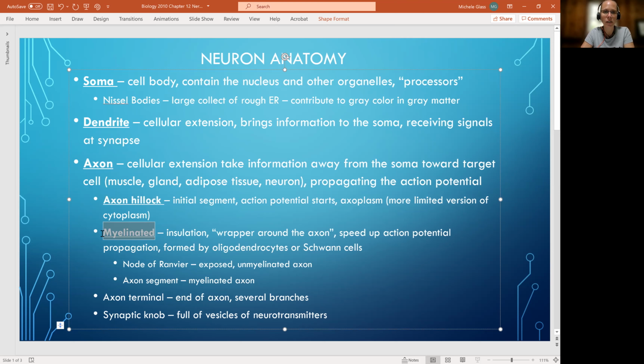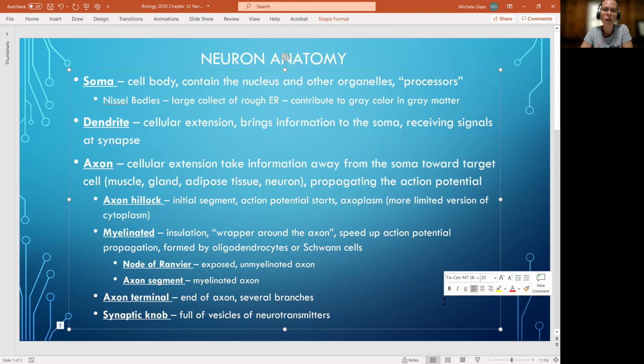We started introducing this idea of myelination, where you have this sort of insulation that speeds up the rate of the transmission or rate of propagation. When we look at the myelinated axon, we see that it has what are described as exposed axon, the node of Ranvier, and then the myelinated axon, which is the axon segment. And the very end of our axon, we're getting into these axon terminals, which are several little branches, and then each of those branches ends in the synaptic knob, which is full of our neurotransmitter. So next, let's try to draw a picture.